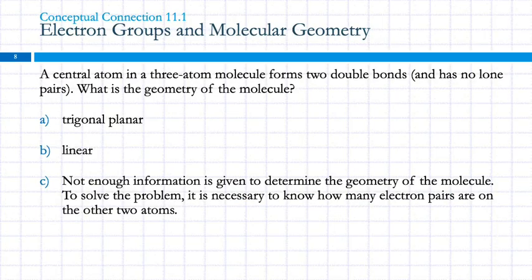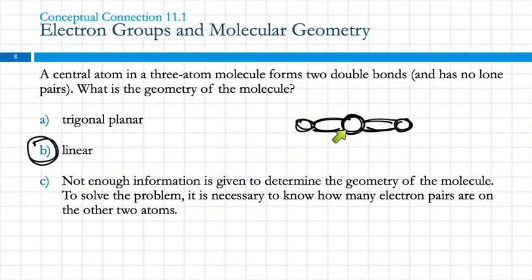Okay, conceptual problem. A central atom in a 3-atom molecule forms 2 double bonds and has no lone pairs. What's the geometry of the molecule? Linear. Well, how do we know that? Well, we see 2 double bonds. Each double bond is a group. That's 2 groups, and it says there's nothing else going on. 2 groups is linear. Or you might want to just draw yourself a picture. So here's a double bond, and there's a double bond. And then you say, well, there's 2 groups, right? 2 groups, linear. Any questions?